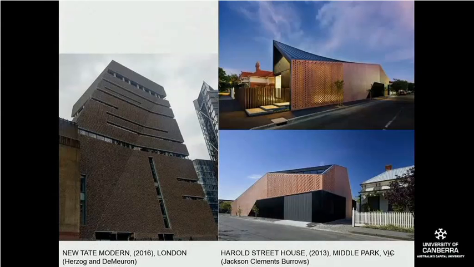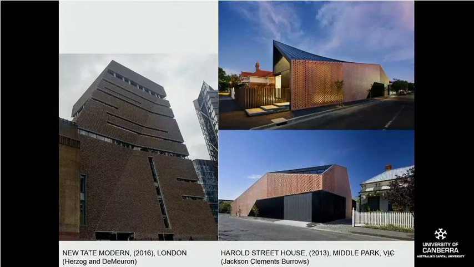We see the new Tate Modern building by Herzog and de Meuron that opened last year. That's made out of brick. Right now, brick has, of course, become more of a cladding than a structural system, because all of this would have been panelized and lifted up to be hung off a concrete frame.